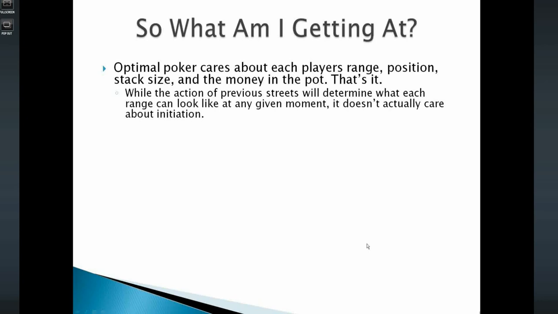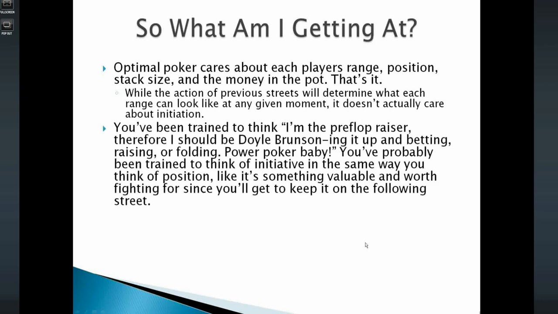Now, if you're like me, you've been trained to think, "I'm the preflop raiser, therefore I should be Doyle Brunson-ing it up and betting, raising, or folding. Power poker, baby." You've probably been trained to think of initiative in the same way you think of position, like it's something valuable and worth fighting for, since you'll get to keep it on the following street. I was taught this when I was learning how to play poker. People really stressed to me the importance of initiative, that it's something really good you want to have, because initiative lets you win more money.